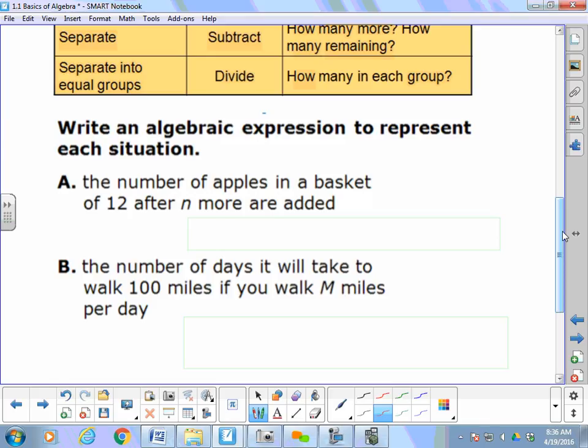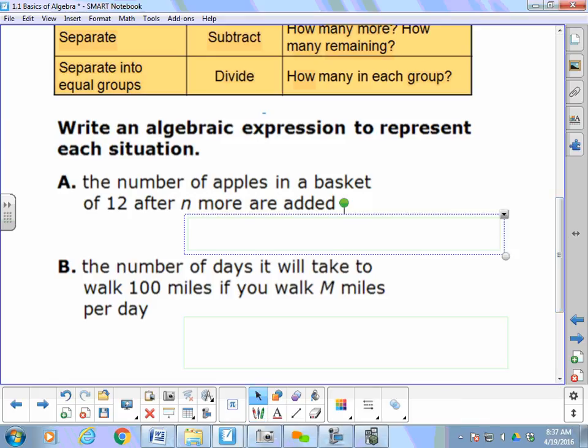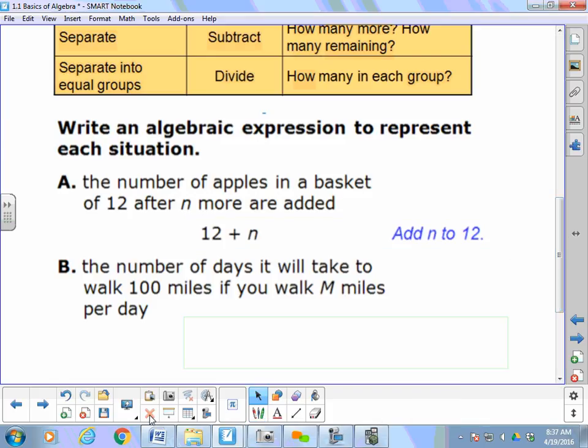All right, the number of apples in a basket of 12 after n more are added. Okay, so how would I write that expression then? All right, so here we're making expressions. What would that expression be? Who knows? All right, Kayla. Okay. Is it multiplication? 12 plus n or n plus 12, either one of them is correct. All right, 12 plus n, they're adding them together.